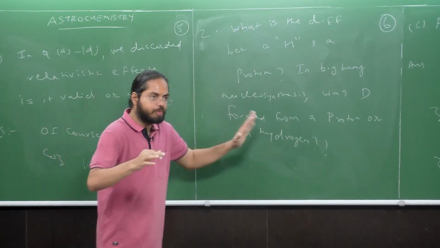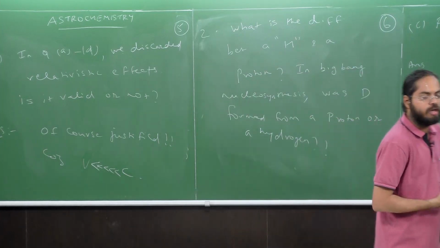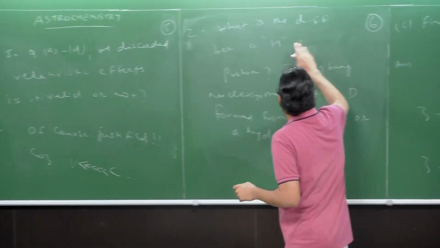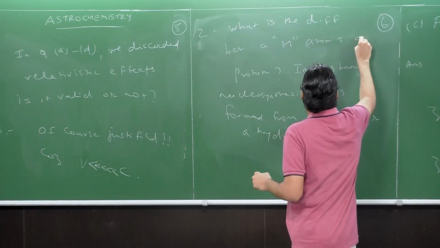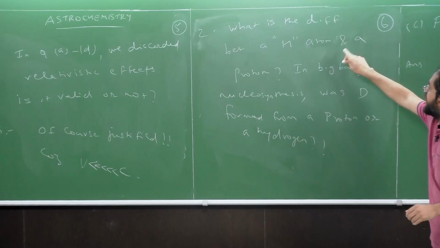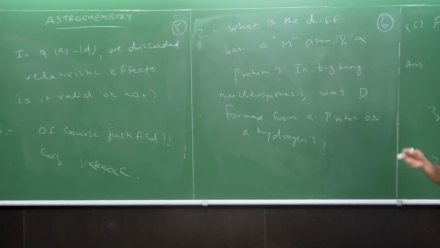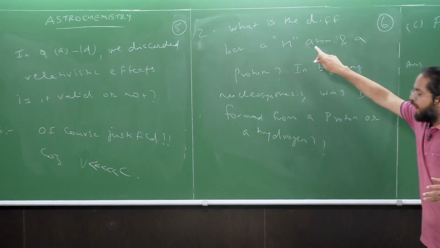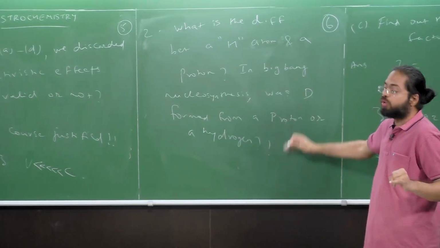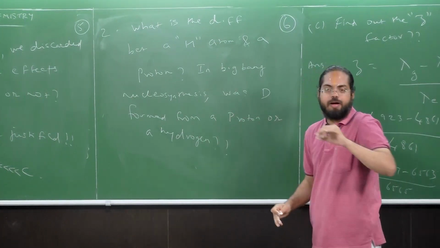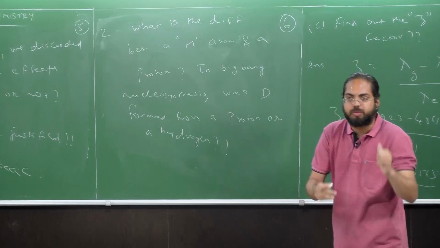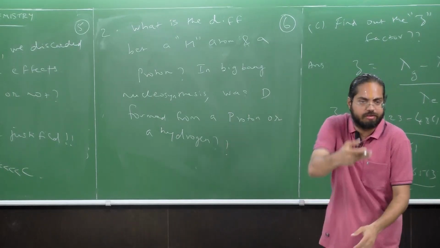Okay, so are the questions clear? The first question is, what is the difference between a proton and the hydrogen atom itself? I'll make it clear. Oops, I apologize for my handwriting. A hydrogen atom and a proton. All right. So the question is, are they the same or different? And the next question is, in Big Bang theory, was D formed actually from a proton or a hydrogen? Based on the answer to the very simple question here, this highlights a conceptual novelty, which I'll be explaining very soon once we discuss the answer.